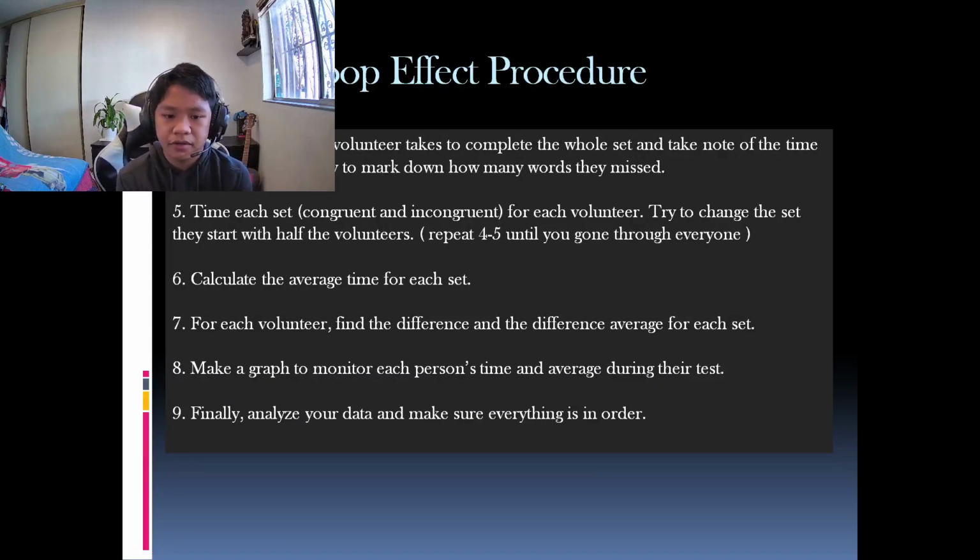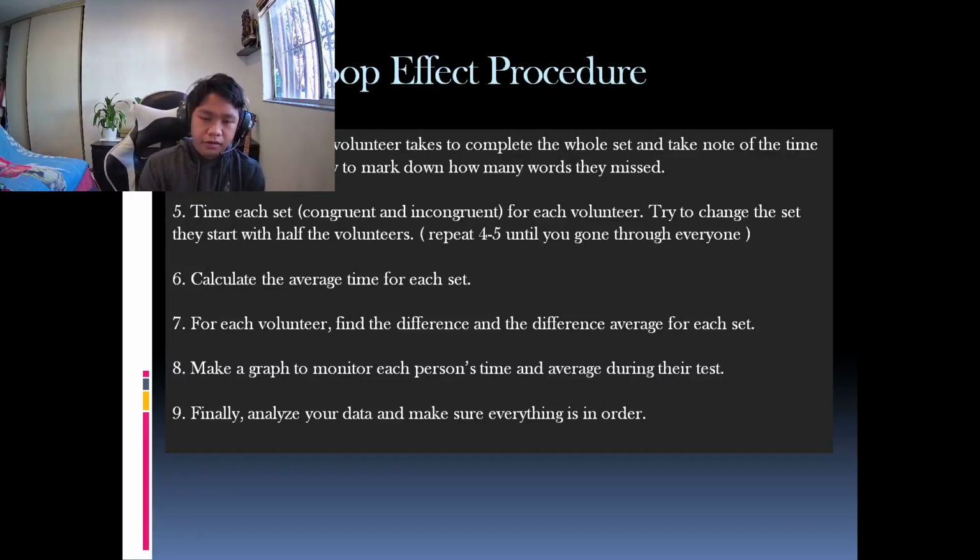I made sure to time the volunteer and how long it takes to complete the whole set. Note when doing this experiment, you can try to mark down how many words they missed and add that into your factors. Time each set, the congruent and incongruent, for each volunteer. I changed which set they would start with. For example, starting with the incongruent set, the one that's mixed, and have them do the congruent set after, the one that's normal. You can just read it and see how that affects the Stroop effect. I repeated this until I had gone through everyone.